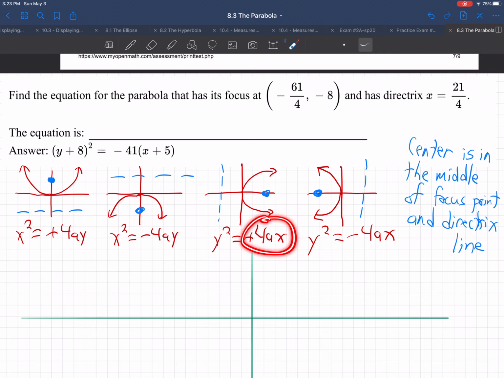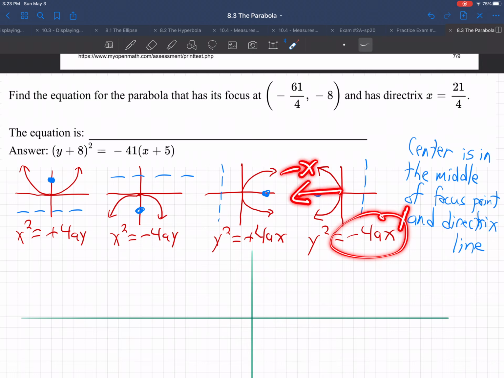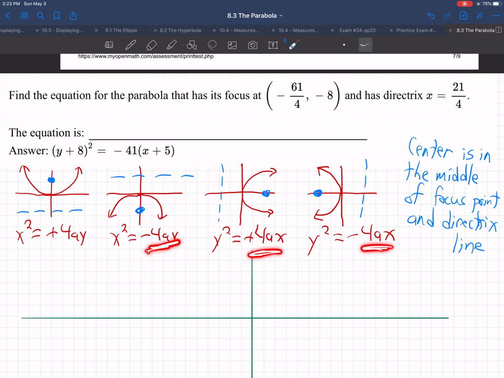This over here, x is to the first power. This parabola goes in the positive x direction. This is negative x to the first, so this parabola goes in the negative x direction. Okay, so the first power letter determines the direction of the parabola. And then, beyond that, focus points, see these four focus points?